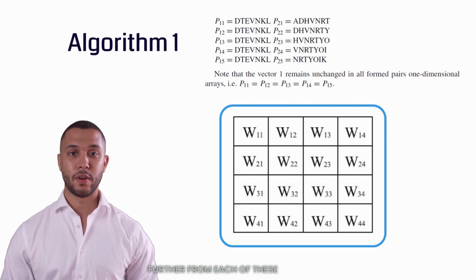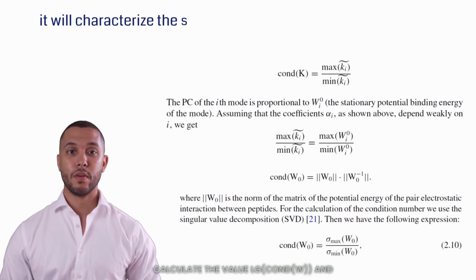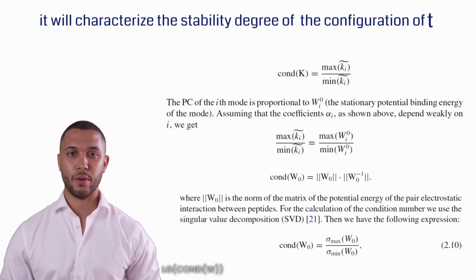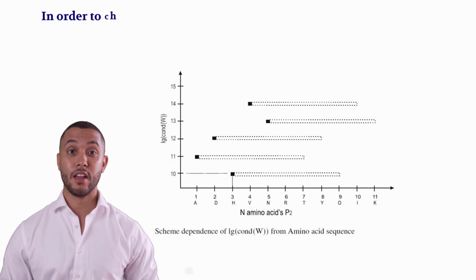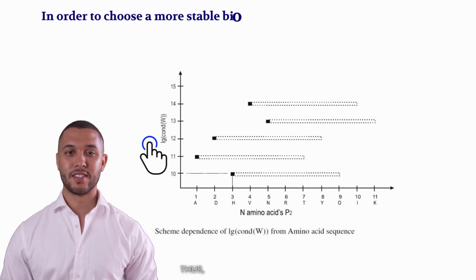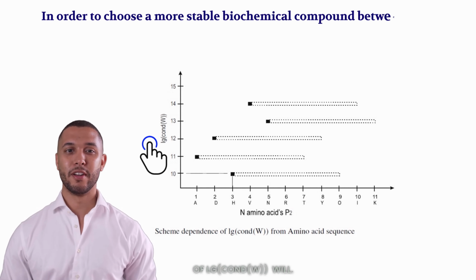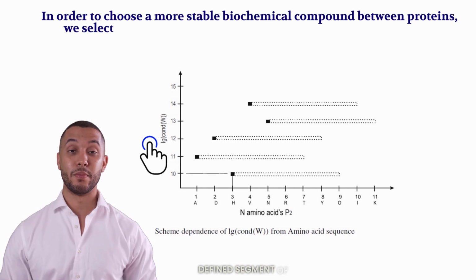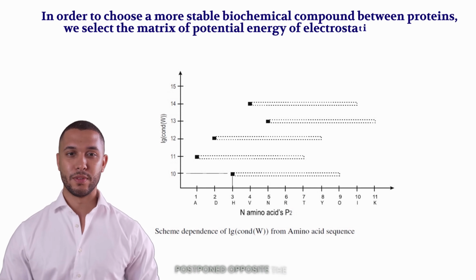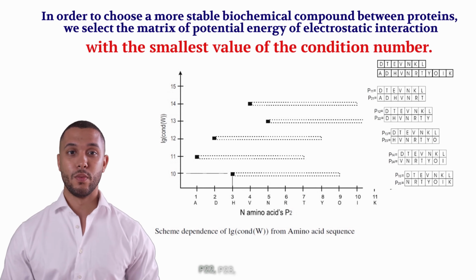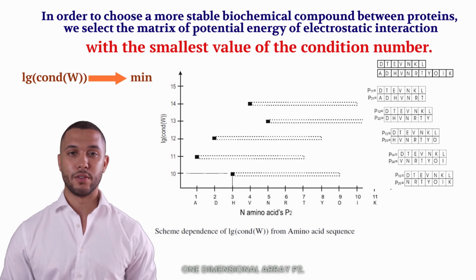Further, from each of these matrices we calculate the value Leconte and construct a graph of the dependence of Leconte on the order number of the amino acid residue of one-dimensional array P2, where Leconte is the condition number. Thus, each resulting value of Leconte will correspond to a strictly defined segment of one-dimensional array P2. Note that on the graph it is plotted opposite the first amino acid residue of the segments P21, P22, P23, P24 or P25 of one-dimensional array P2.